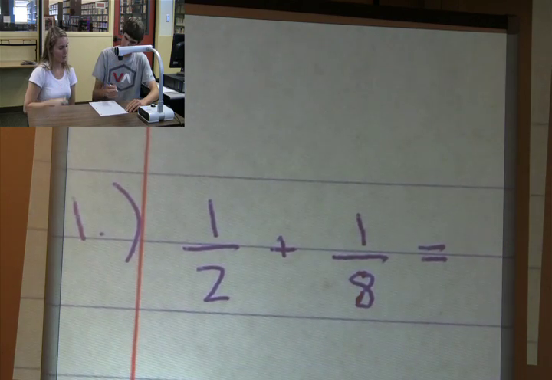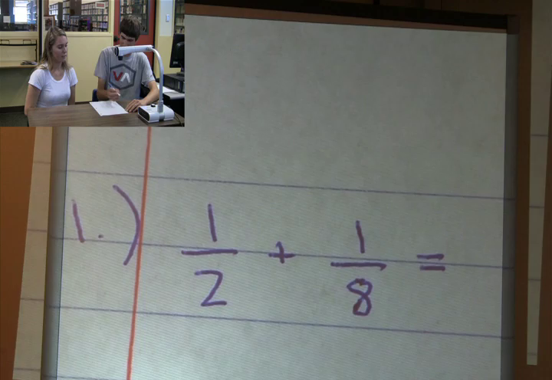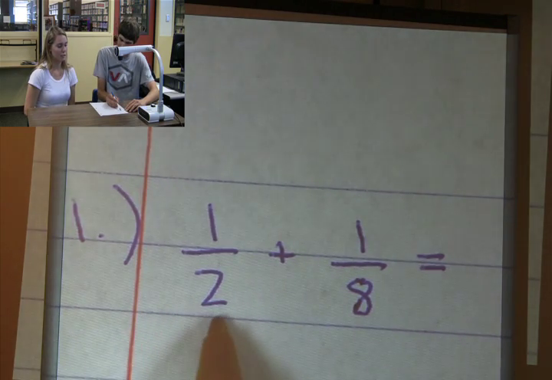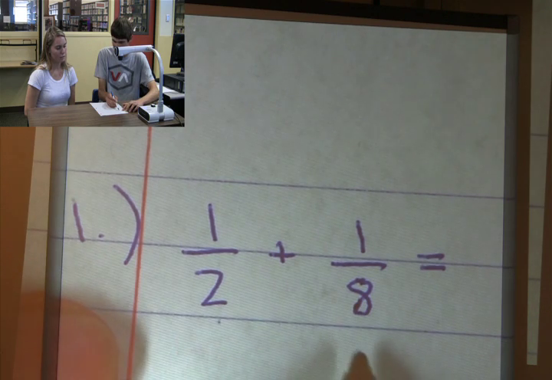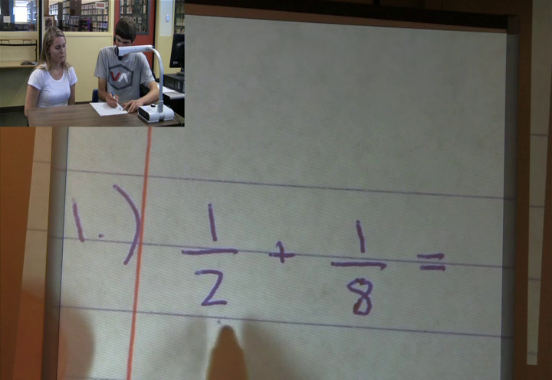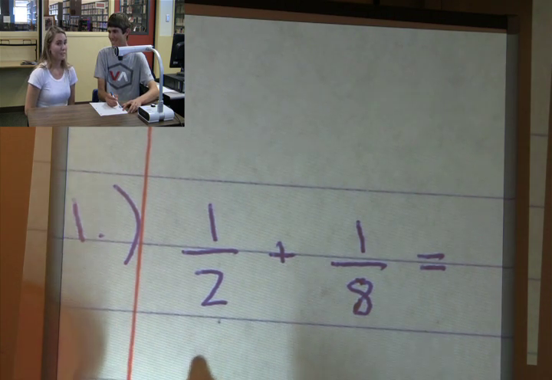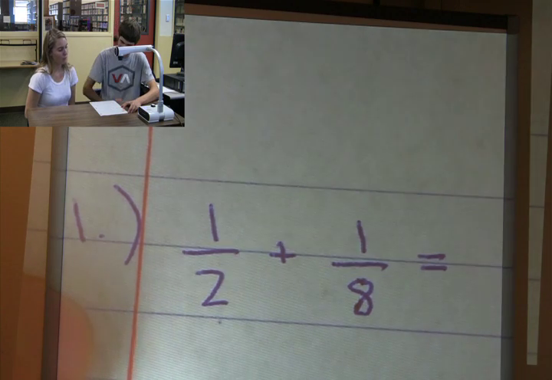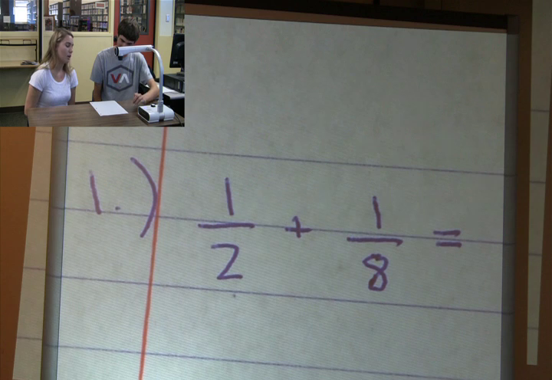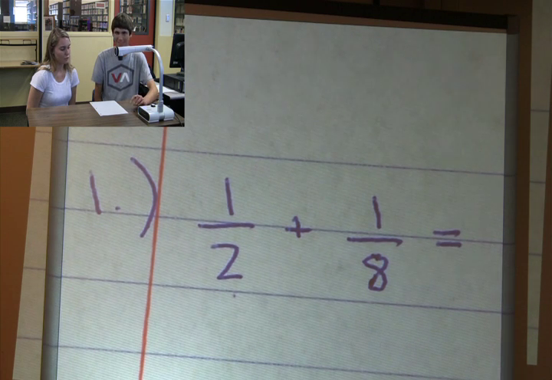Okay. So which one's the denominator? So the denominator is the number on the bottom. So in 1/2, the denominator would be 2. So is there a common denominator that we can make or find? No, so a common denominator you're saying is like they have to have the same number on the bottom. Okay.